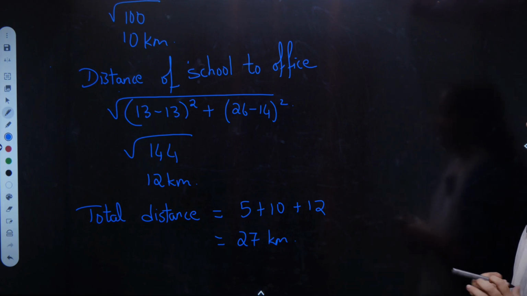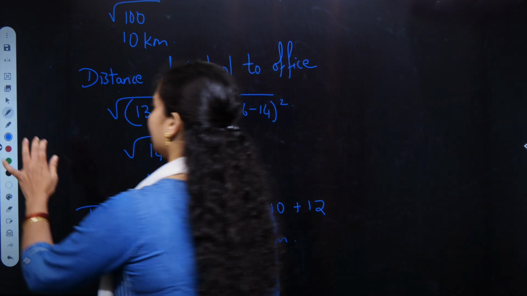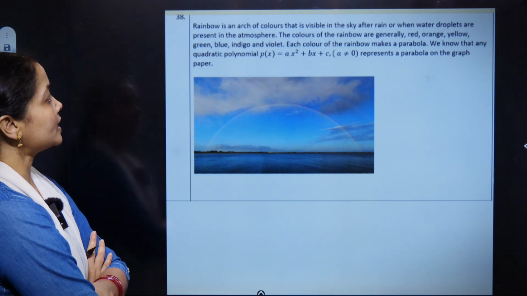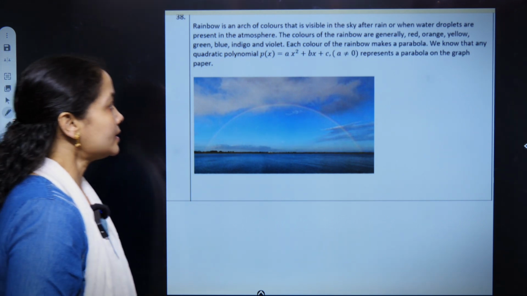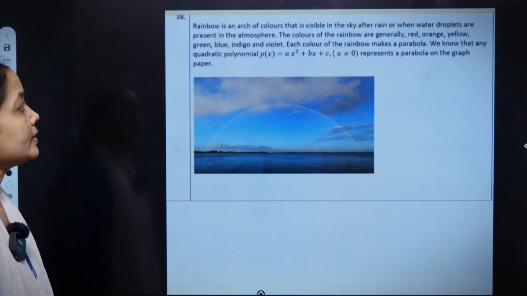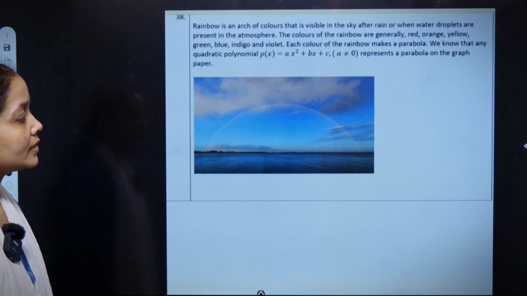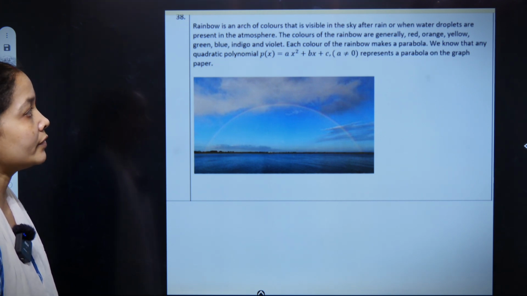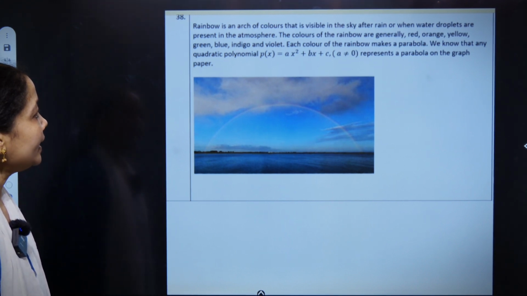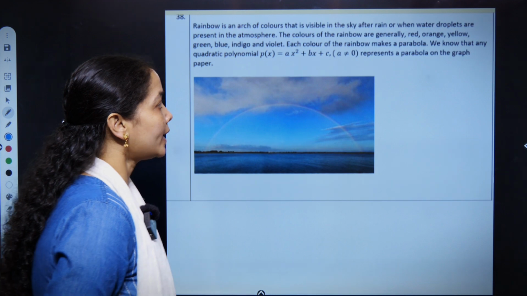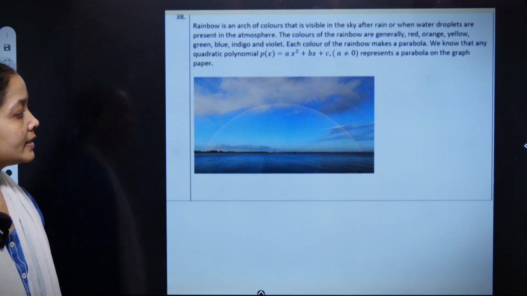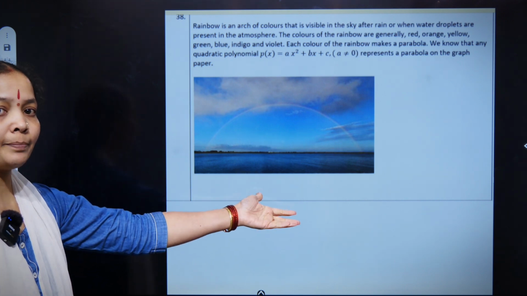Moving to the last question of the complete question paper, the 38th question. Let us read the paragraph of the last case study of the complete question paper. Rainbow is an arc of colors that is visible in the sky after rain, or when water droplets are present in the atmosphere. The colors of rainbows are generally red, orange, yellow, blue, green, indigo and violet. Each color of the rainbow makes a parabola. We know that any quadratic polynomial p(x) equal to ax square plus bx plus c represents a parabola on the graph, and there is a simple rainbow diagram given below the paragraph.